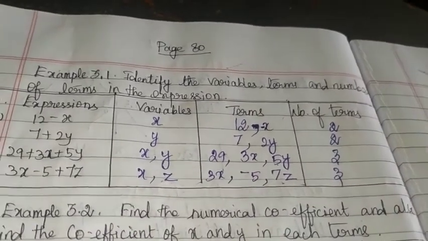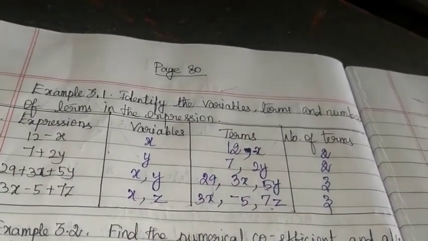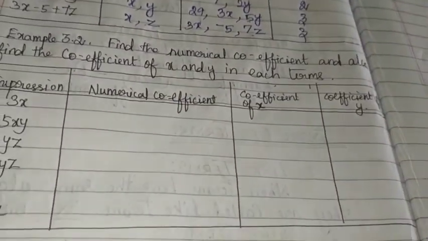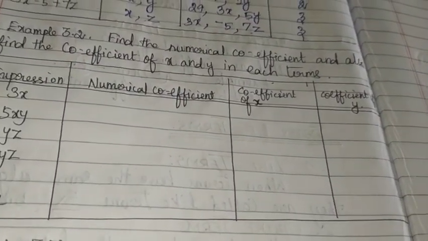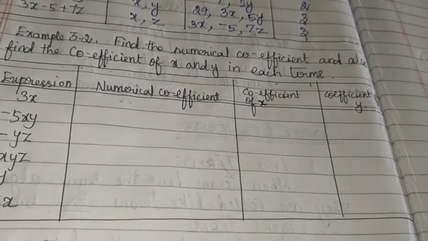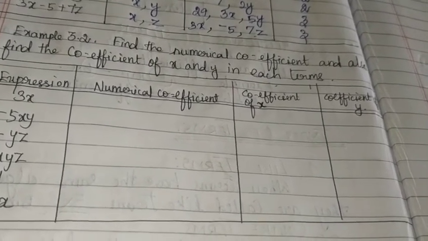Okay, very much clear children. I hope everybody understands till now. So next is: find the numerical coefficient and also find the coefficient of x and y in each term.